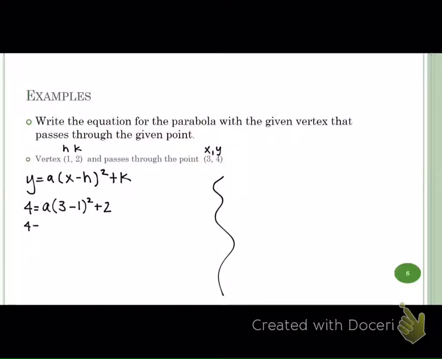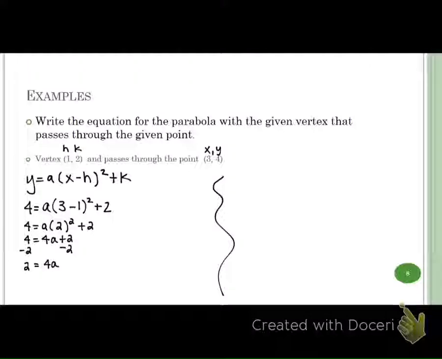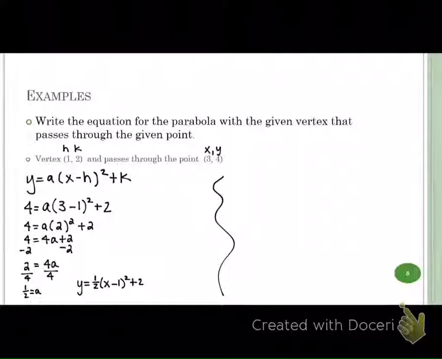So 3 minus 1 is 2. Squaring that makes it 4. So we have 4A plus 2, right? So we subtract 2. We get 2 equals 4A, so that means our A value is just 1/2. So if you go to write your vertex form equation, we keep the x and y in there, but our A value becomes 1/2. So we have y equals 1/2 (x minus 1) squared plus 2. So that's one way of doing it.